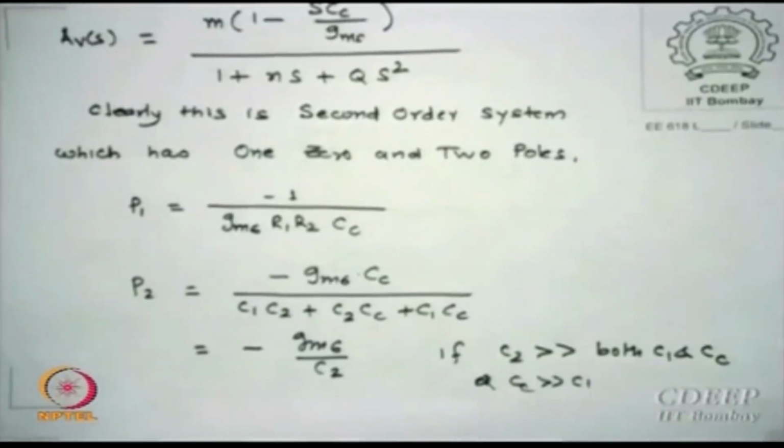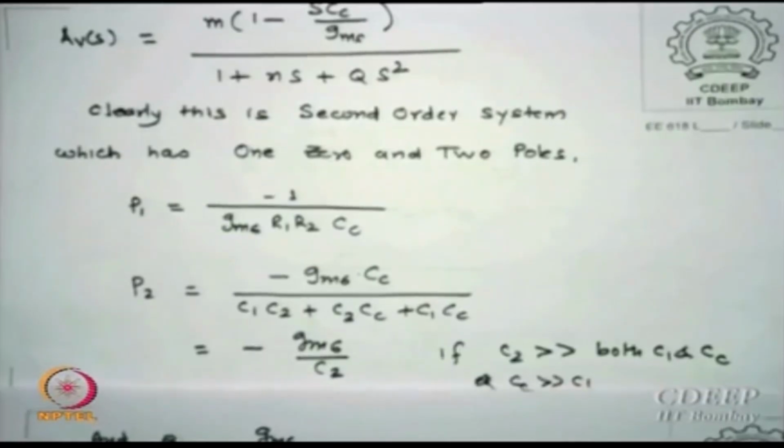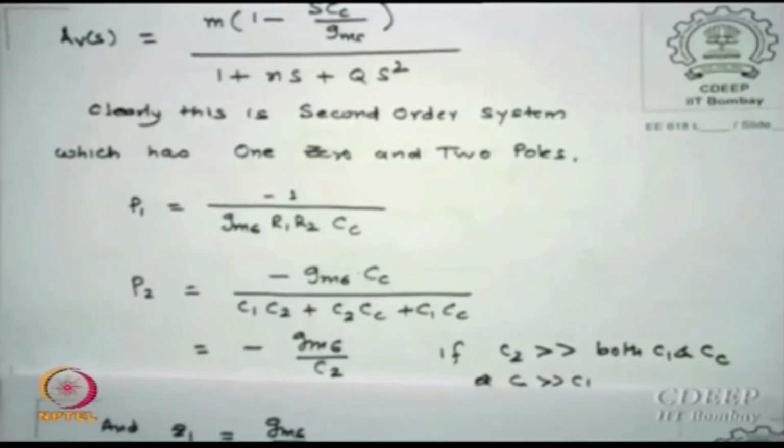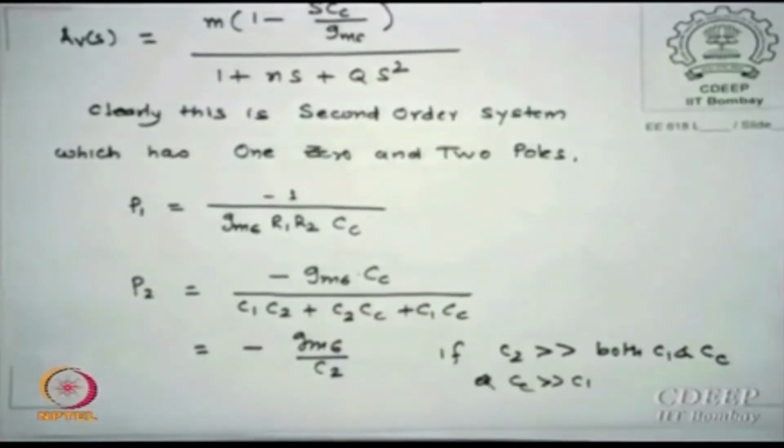I repeat, this third from last one is Z1, which is gm6 by Cc. P2 is gm6 by C2. This is the relation I am going to use. Please check it. The zero is at gm6 by Cc and the second pole is at gm6 by C2. Please remember phi m is decided not by P1 so much, but by the P2 position. So this is C2 and this is Cc, and they are going to decide how stable I will be. Is that okay? Is that final? Did everyone write it?